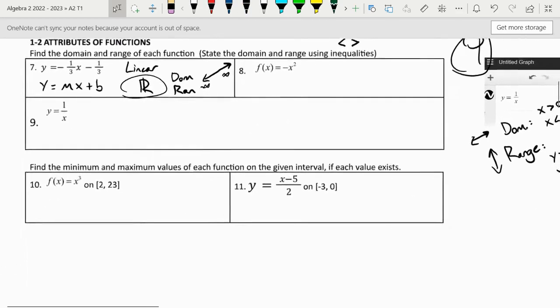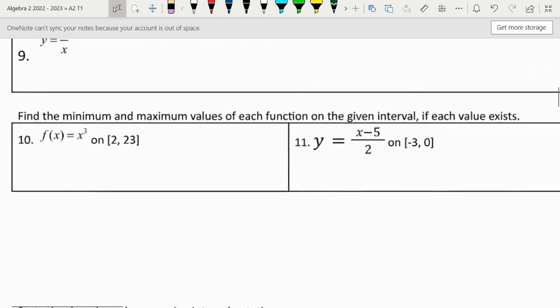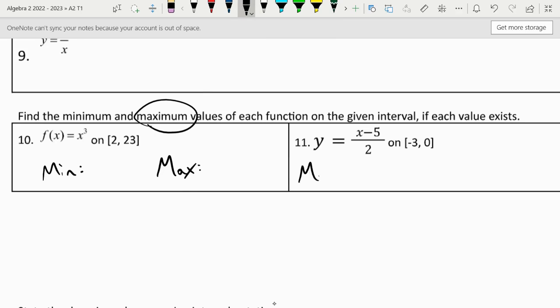Let's see, for number 10. Find the maximum values for each function on the given interval if each value exists, minimum and maximum. For this, I'm going to be only finding the maximum. So that means you will have to find the minimums on your own. But for this video, I will find the maximums with you. Remember that for minimum and maximum, you're talking about the y value.